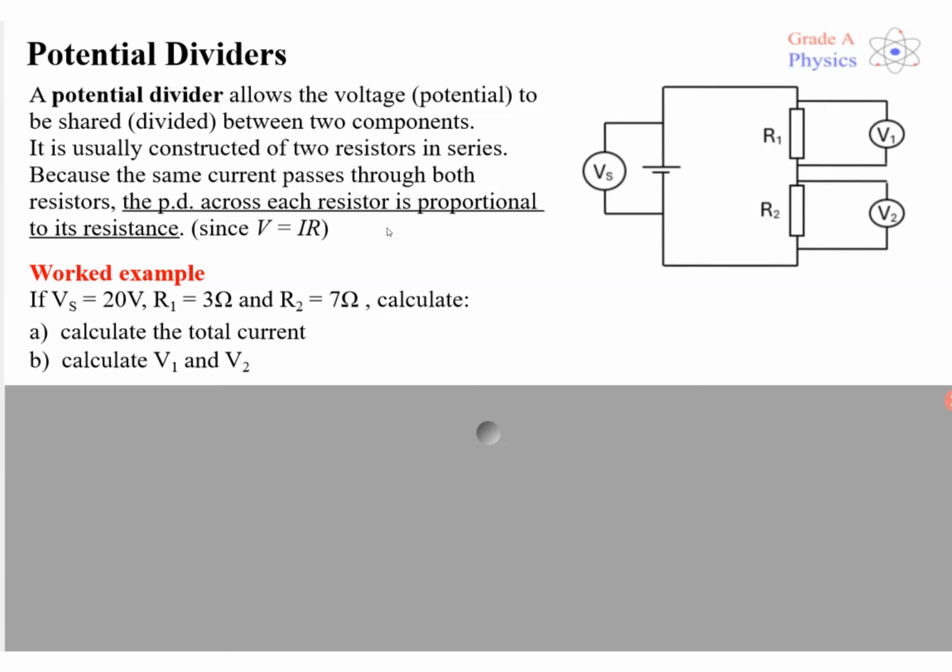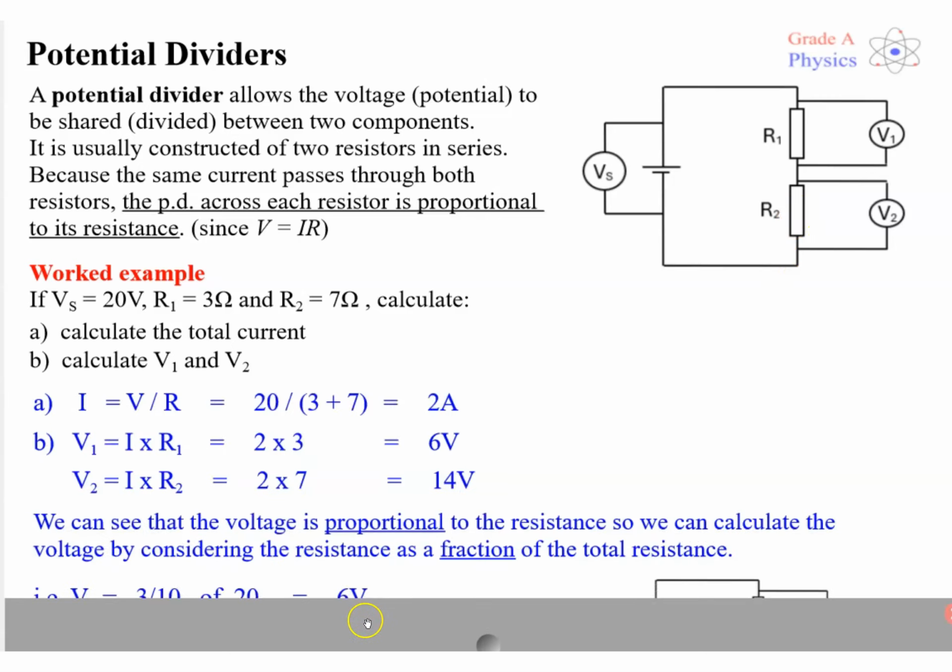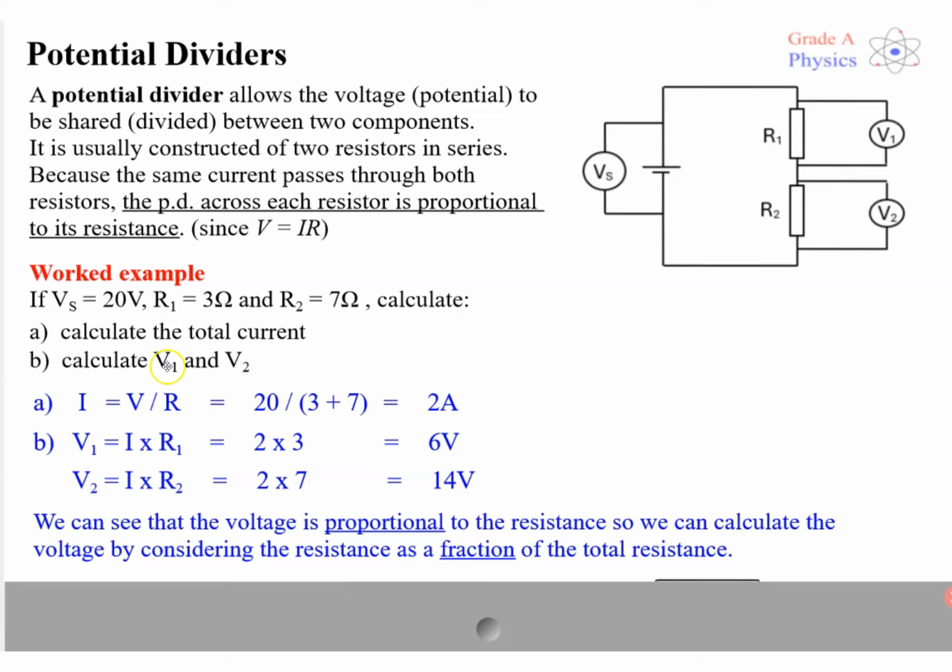So that's a really key idea. If we look at this worked example, Vs, the supply volts, is 20 volts, R1 is 3 ohms and R2 is 7 ohms. We're asked to find the total current and then find V1 and V2. The total current, I equals V over R. The total resistance is 3 plus 7, which is 10. So 20 divided by 10 is 2. So we have 2 amps around this circuit.